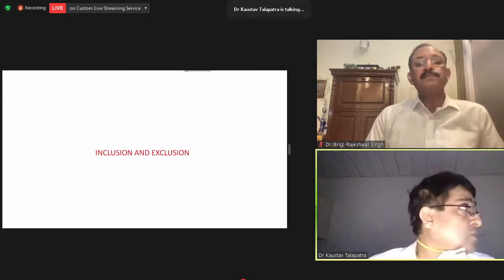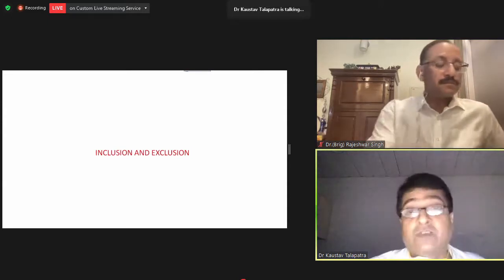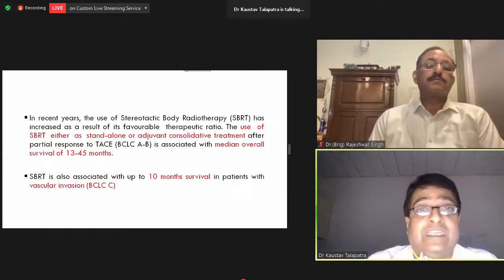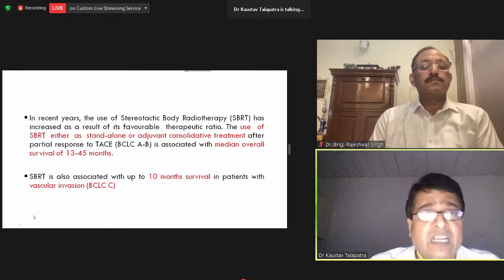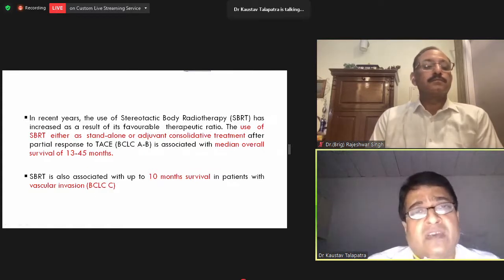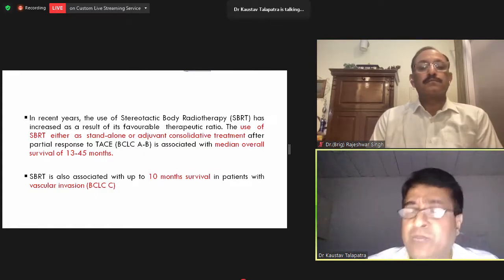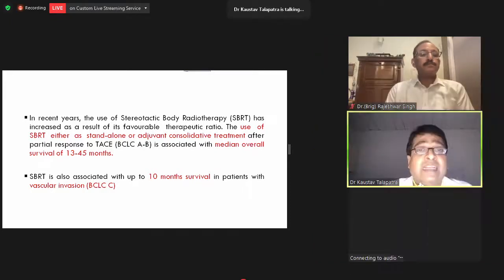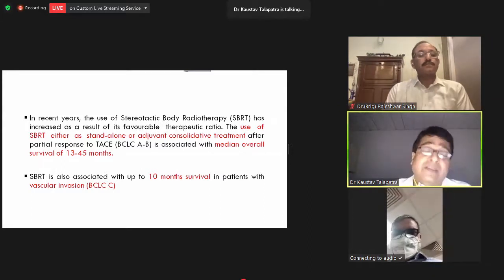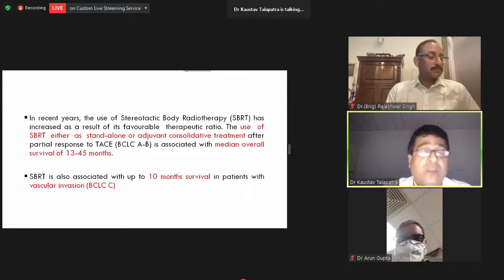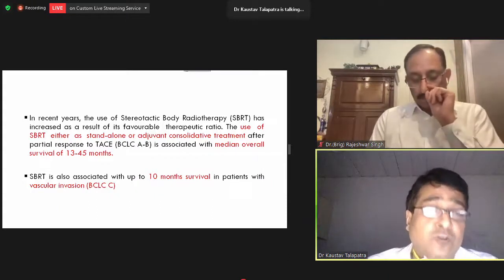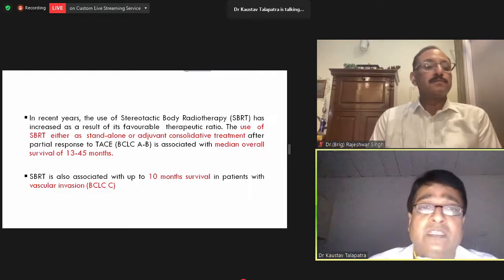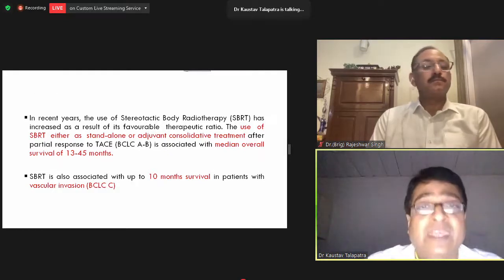What are the inclusion and exclusion criteria for SBRT for HCC? So initially, it all started with BCLC A and B. So basically it is Child-Pugh A5 and A6 and some B7. And SBRT is also associated. Recently, there have been a lot of, I'll be talking about it later, situations like bridge to transplant, vascular invasion, portal vein tumor thrombus, where even certain BCLC C patients are being enrolled.